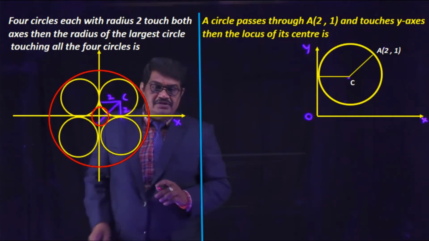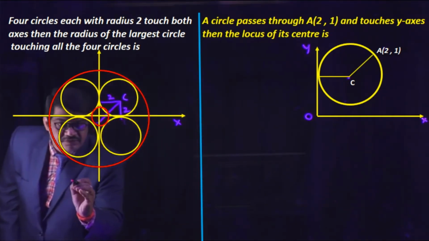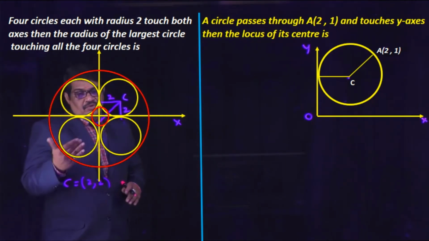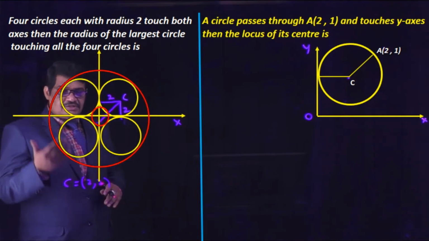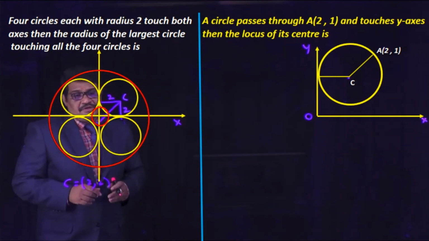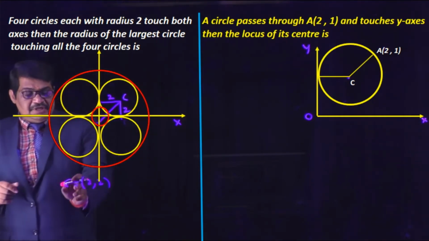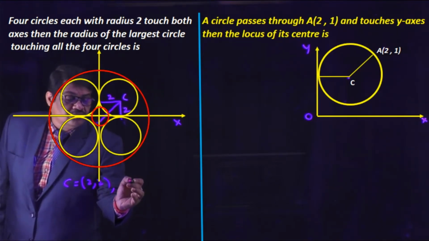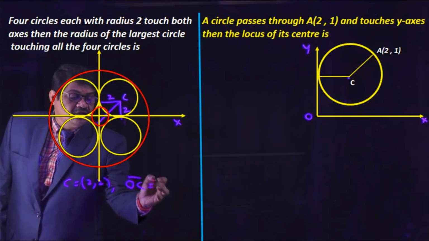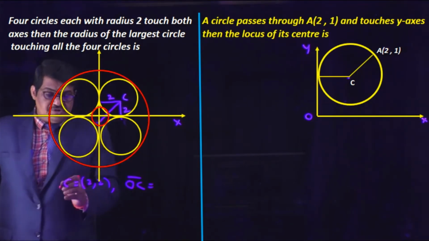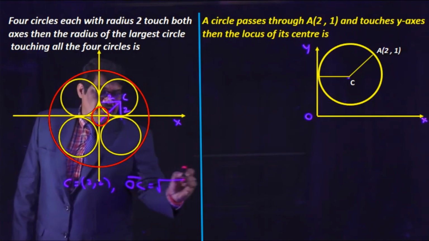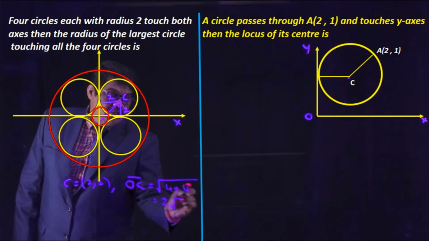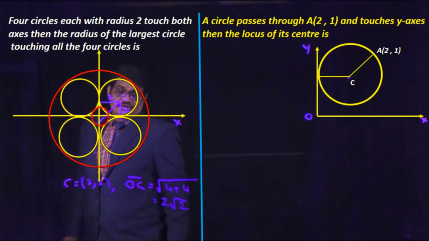So what are the coordinates of C? Since the radius of the circle is 2 and this circle touches both coordinate axes, the center C is (2, 2). Now we have to find the length of OC. O is the origin (0, 0) and C is (2, 2). Then the length of OC is the square root of 2 squared plus 2 squared, that is root 8, which is 2 root 2. The length of OC is 2 root 2.